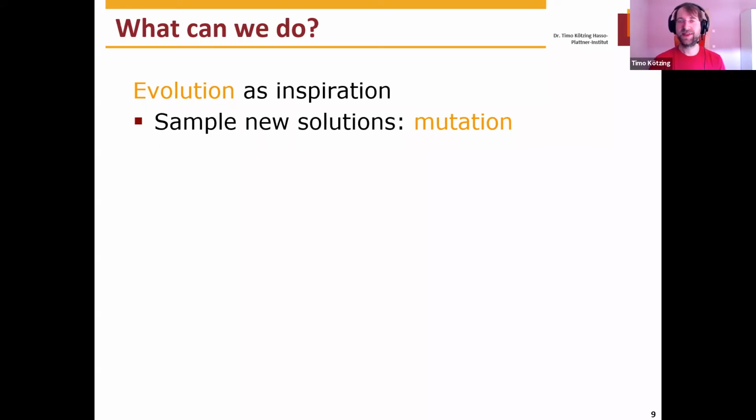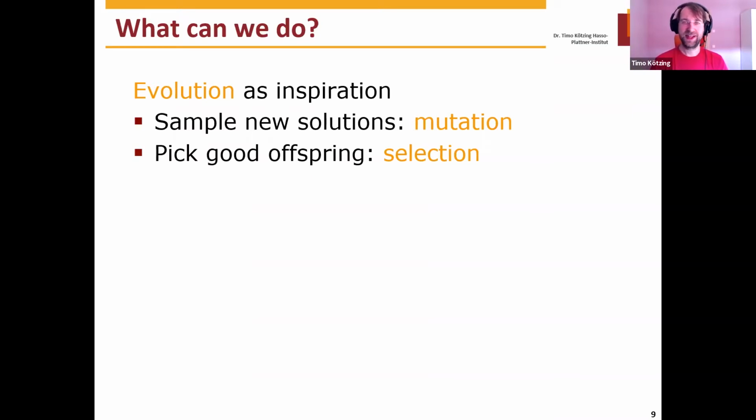So mutation is then the term, again, taken from biology. And then you pick good offspring, and that's called selection, again from biology, just to make things easier to talk about. And if you have crossover, then this is just one more way of sampling new solutions, and then you kind of cross over again.